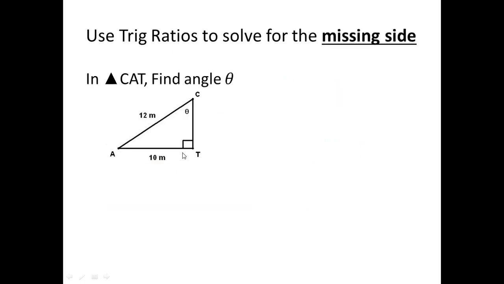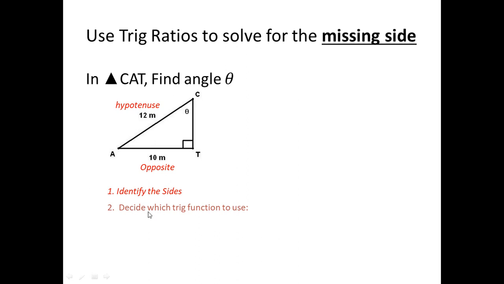Let's do another example. We have triangle CAT, and we're looking for theta again. First, we're going to identify the sides that we have. We have the hypotenuse, because this is across from the 90 degree, and we have the opposite. Now the theta is up here, and so this is now our opposite.